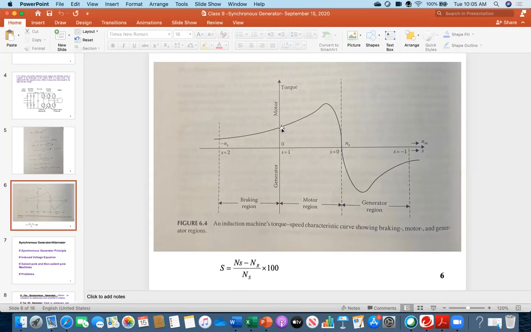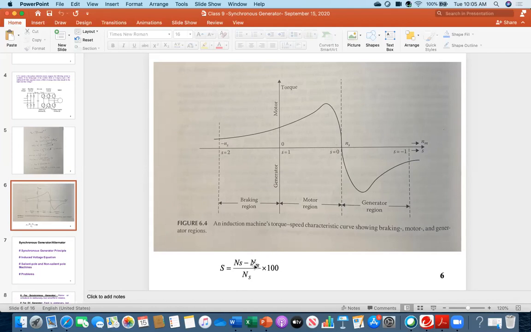And then gradually you see it is gaining speed. From the 0 value, nr is increasing. Look at the slip equation, the slip is decreasing and the torque is also increasing. As nr keeps increasing, when it becomes equal to ns, the slip will be 0. That's why I have written slip is 0 at this point, where nr is ns.